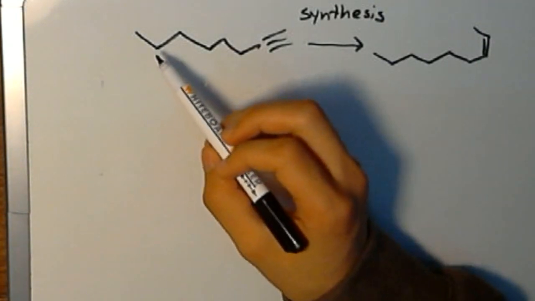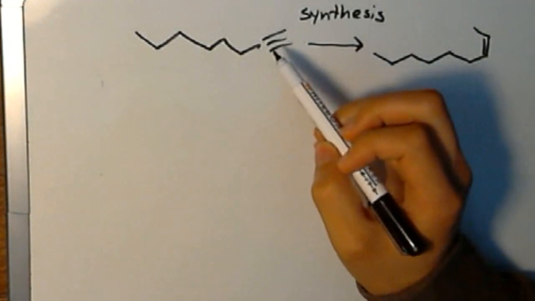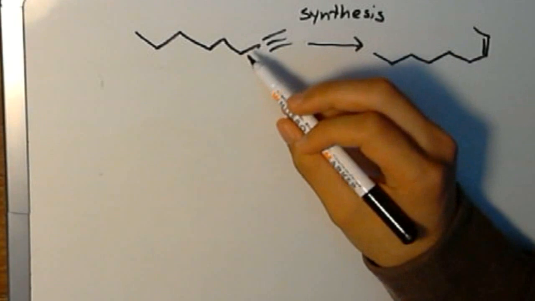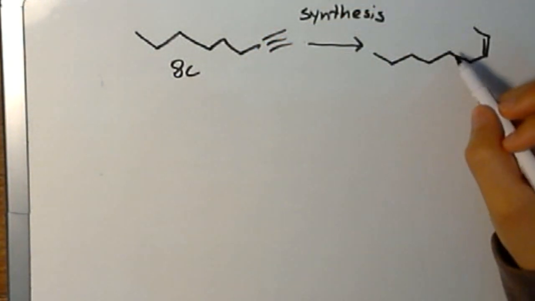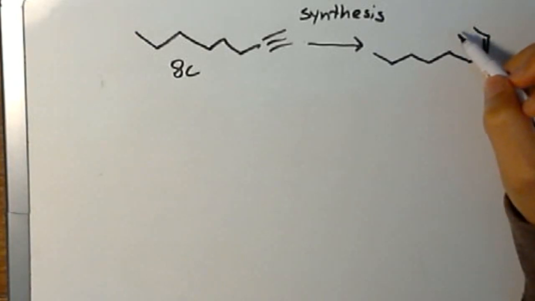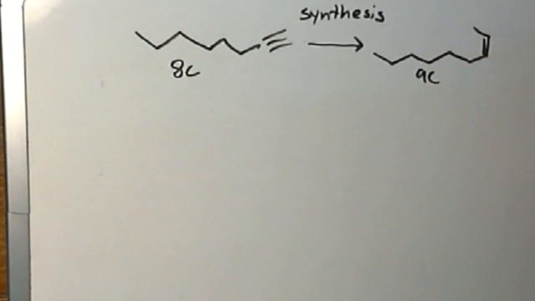Well, let's think about it. 1, 2, 3, 4, 5, 6, 7, 8 carbons. This has 8 carbons. This has 1, 2, 3, 4, 5, 6, 7, 8, 9 carbons. So we need to extend the carbon chain by 1. Right? And we want to tack on this extra carbon. So how are we going to do that?